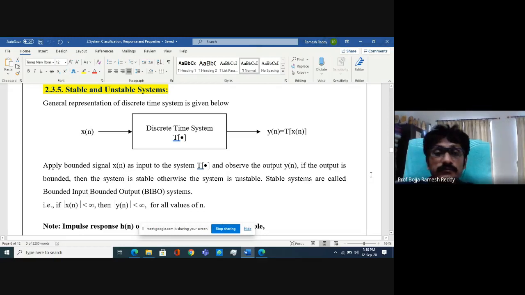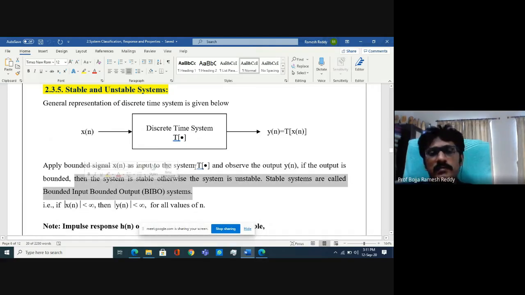It is a very good system where we are giving a bounded signal as input to the system and observing the output. If the output is also bounded, then blindly you can say that the system is stable, where we are giving bounded input and getting bounded output. That's why stable systems are also known as BIBO systems, bounded input, bounded output systems.